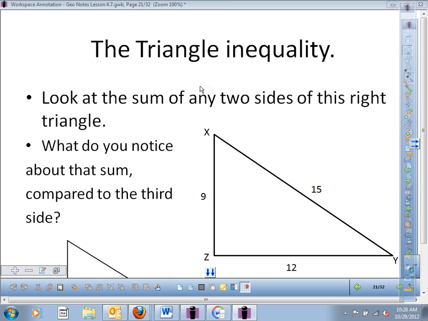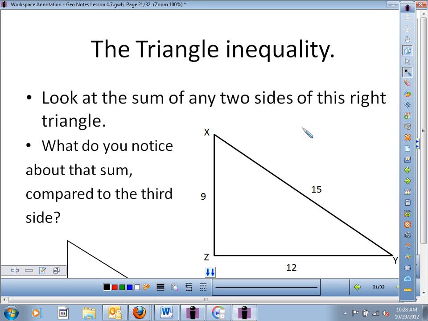This will be Geometry Lesson 4, Chapter 4, Section 7. Today we're going to discuss the triangle inequality. We've been working with triangles all chapter long, and we're going to look at some shapes that might not make a triangle. So we're going to look at the triangle inequality, and we're going to look at the sum.